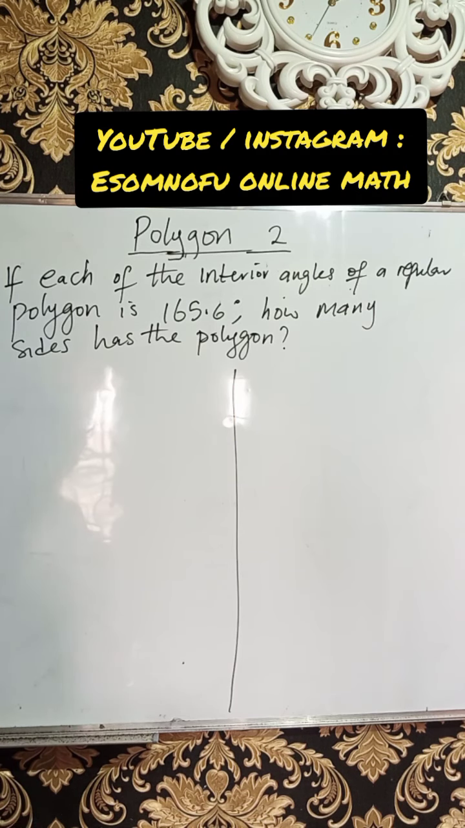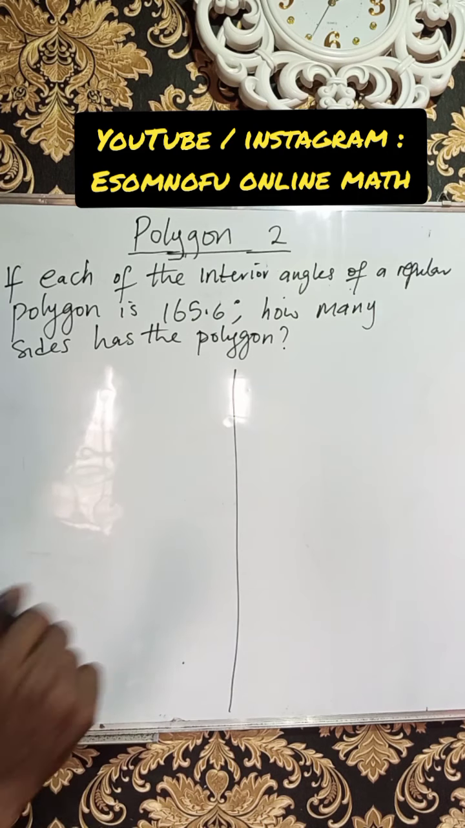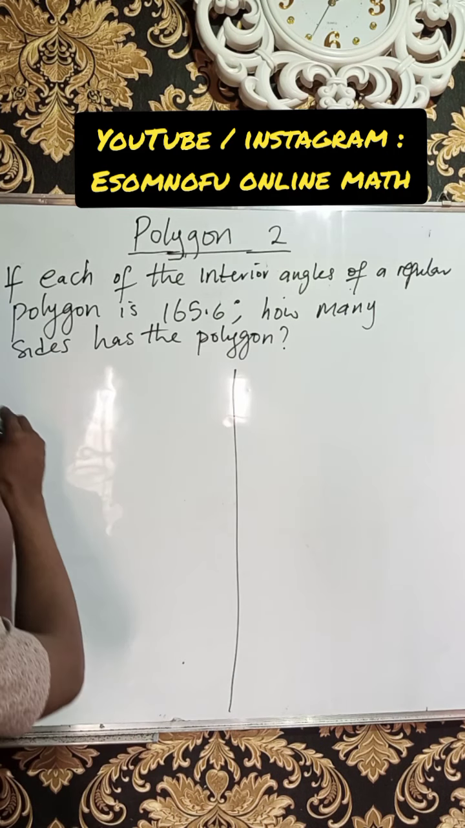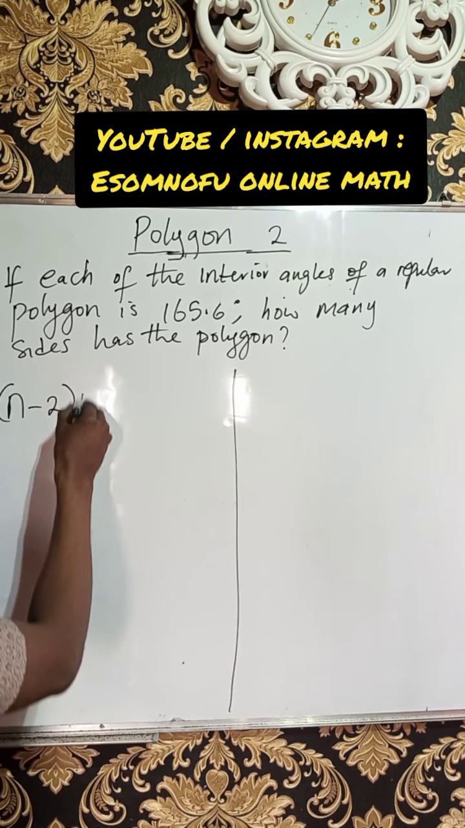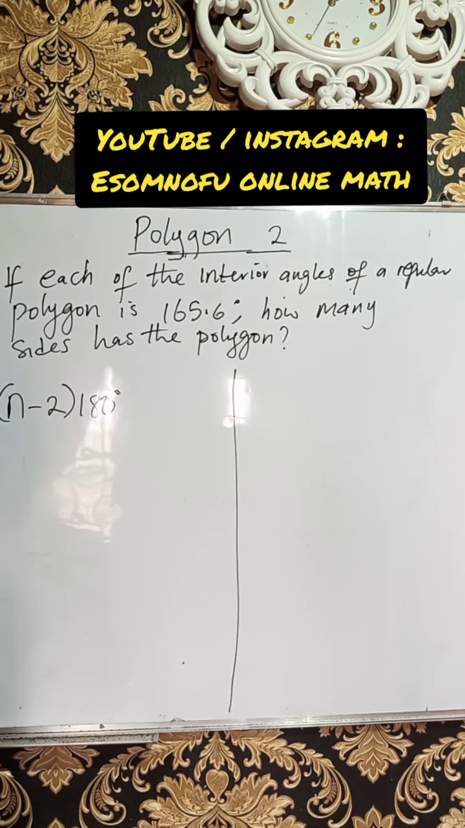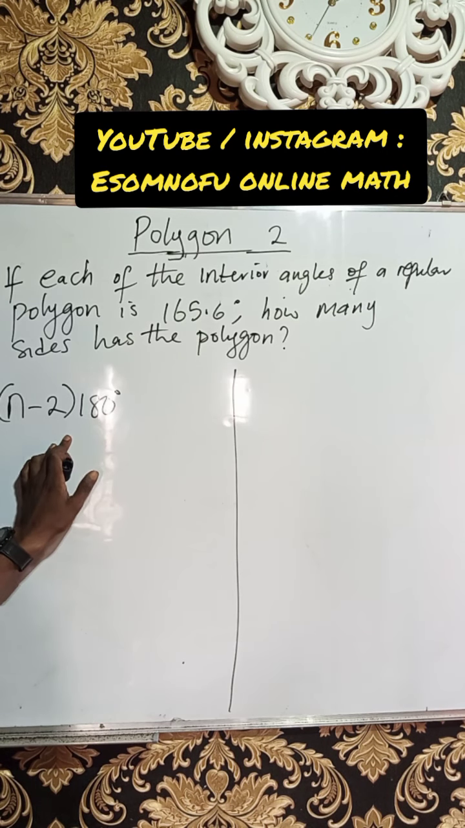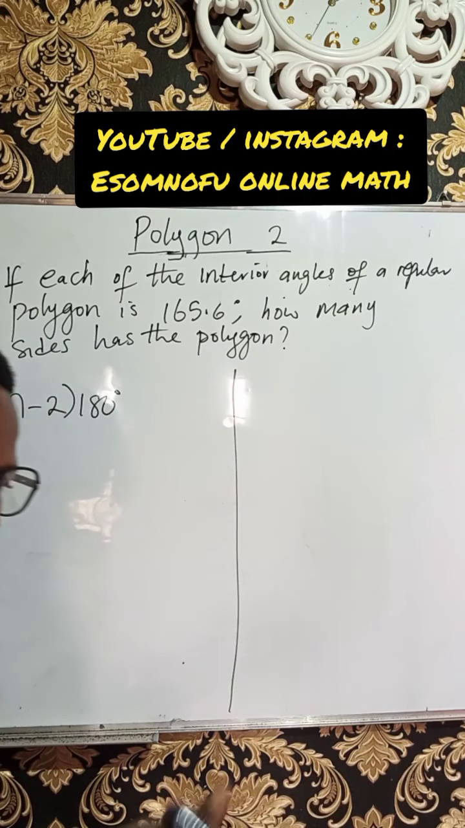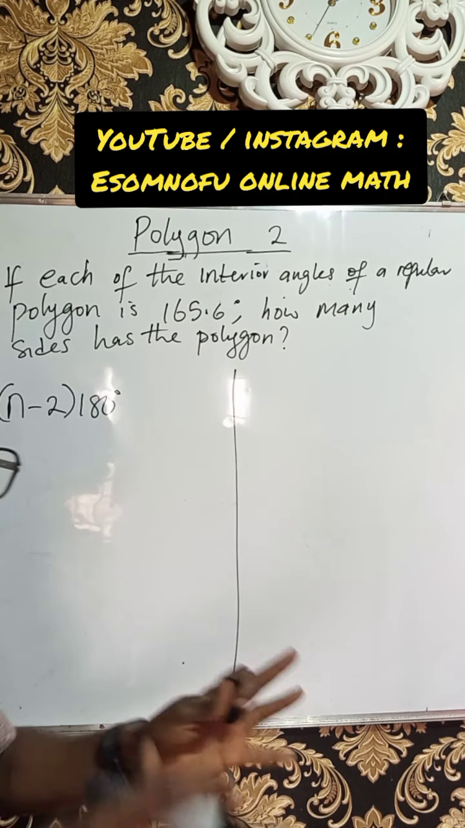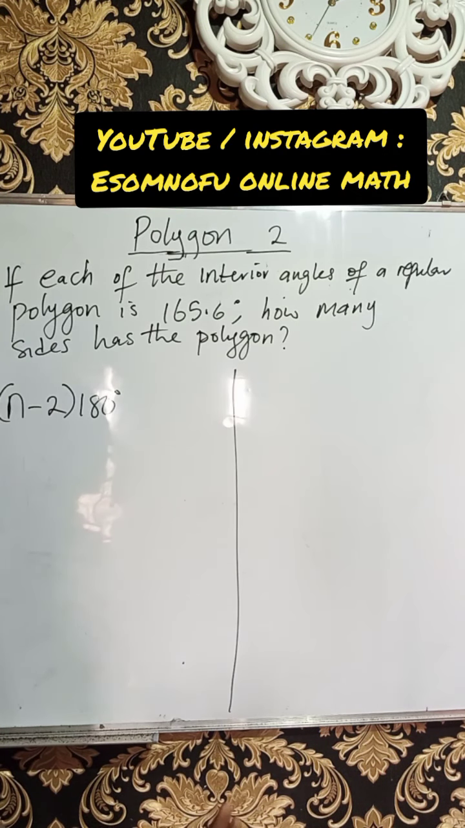the polygon? Normally, because they mention interior angles, the sum of the interior angles of a polygon is (n minus 2) times 180 degrees. Now, whenever you hear "each angle", it means they want to get the angles one after the other. And because it is a regular polygon, all the angles must be equal. That is the definition. For a polygon to be regular, all the angles must be equal.